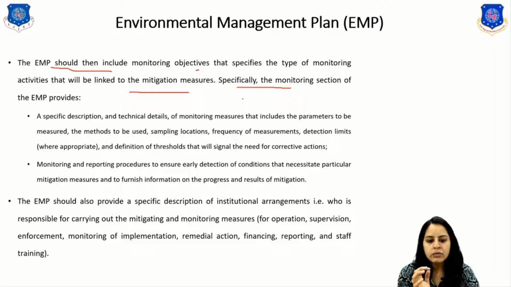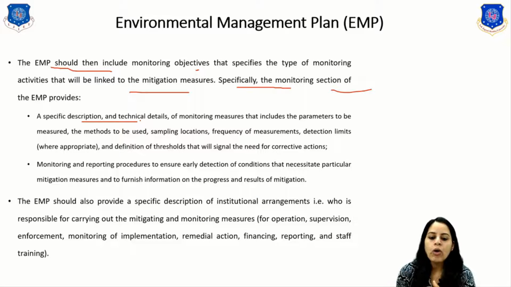Specifically, the monitoring section of the EMP provides a specific description and technical details of monitoring measures that include the parameters to be measured, methods to be used, sampling locations, frequency of measurement, detection limits, and the definition of the thresholds that will signal the need for corrective action. Then monitoring and reporting procedures ensure early detection of conditions that necessitate particular mitigation measures and furnish information on the progress and result of the mitigation.